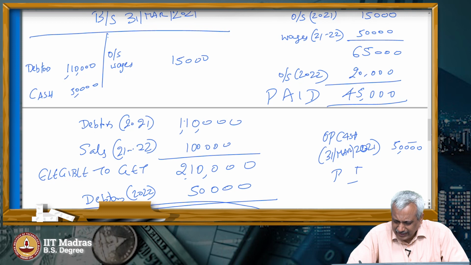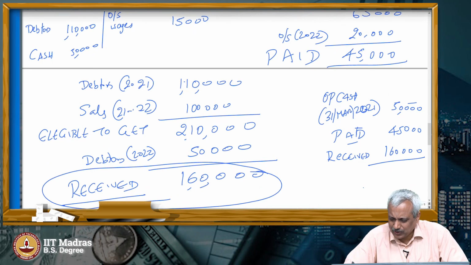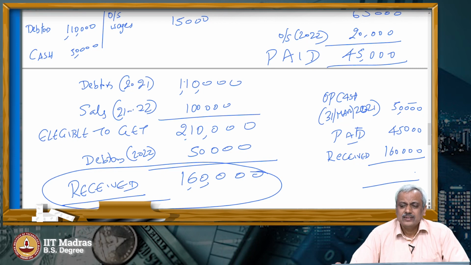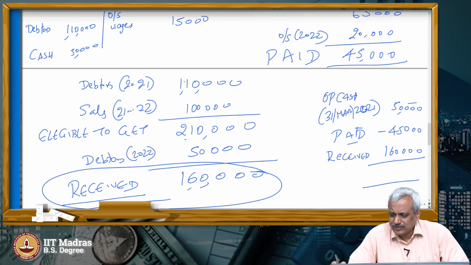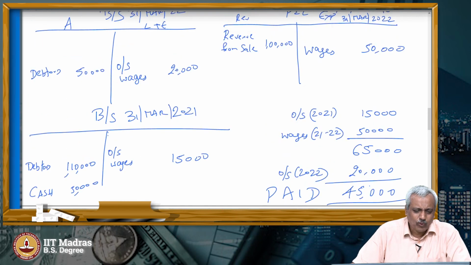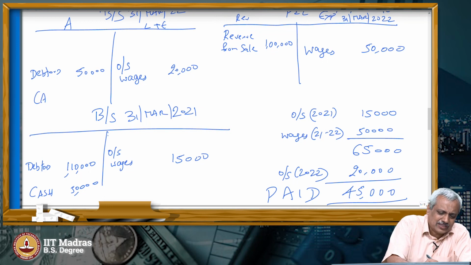I have paid $45,000 cash out there. I have received $1,60,000 of cash out there. So what should be my cash balance? Imagine these are the only two transactions. So my cash balance as of 31st of March 2022 should be 1,65,000. My cash balance should be equal to 1,65,000.